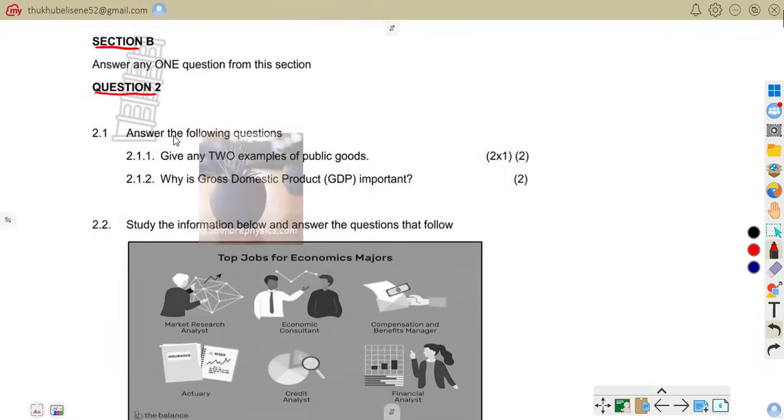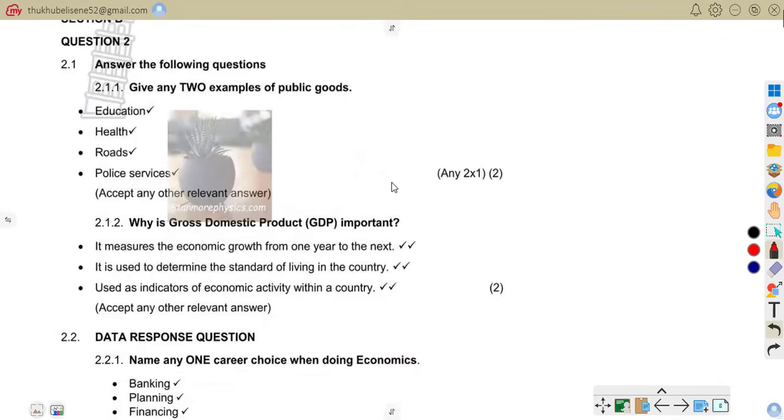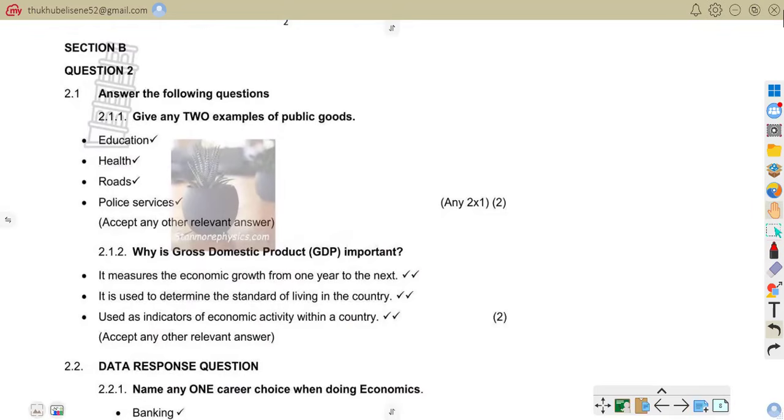So question 2.1, answer the following questions. 2.11, give any 2 examples of public goods. 2.12, why is gross domestic product, GDP, important? So let us go straight to the answers of this question. Here are the answers where we are to answer 2 examples of public goods.